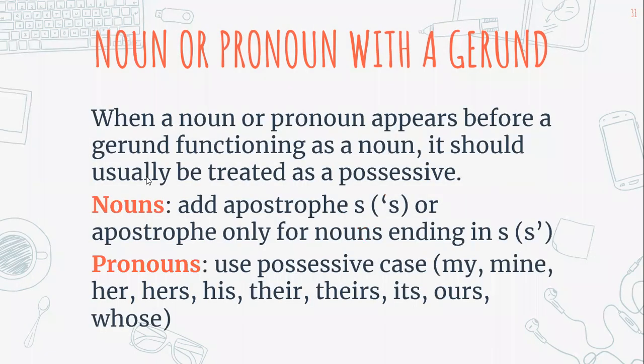And lastly, continuing on noun or pronoun with a gerund. When a noun or pronoun appears before a gerund functioning as a noun, it should usually be treated as a possessive. So add apostrophe S, or apostrophe only for nouns ending in S. Of course, we know this already when making possessives of nouns. And then for pronouns, we know we have the possessive case: my, mine, her, hers, his, their, theirs, its, ours, whose.